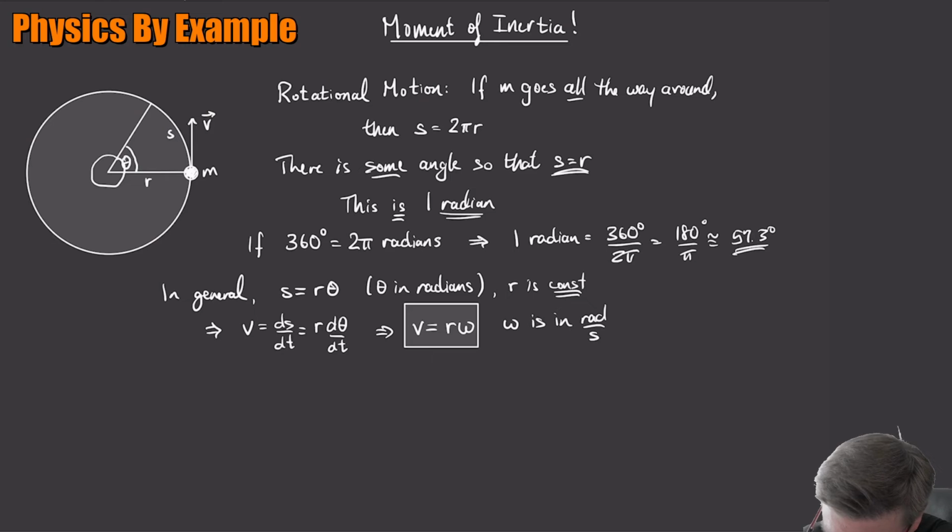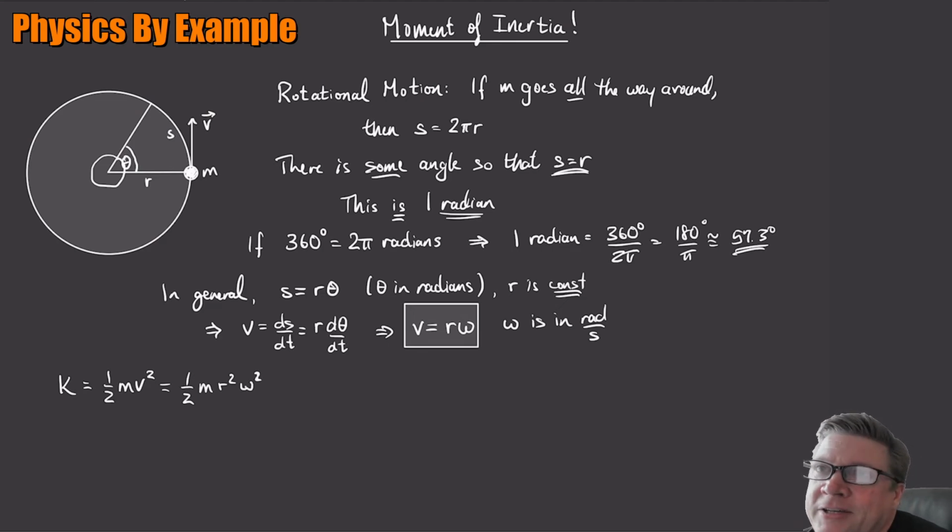So what is the kinetic energy of this thing as it goes around? We know that that's 1/2 mv squared. But now we can write that in terms of the angular speed. So that's 1/2 m r squared omega squared. And here's what we like to do. This is the rotational kinetic energy, right? And what we like to do is write it in terms of the rotational speed of this thing. So there's our factor of 1/2.